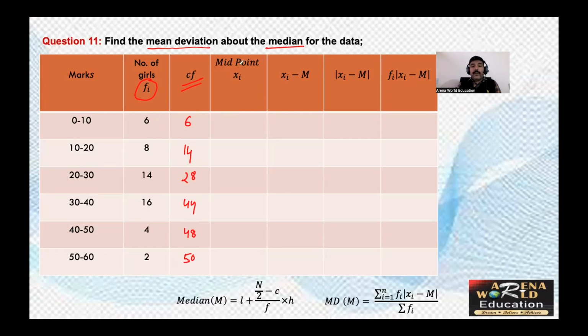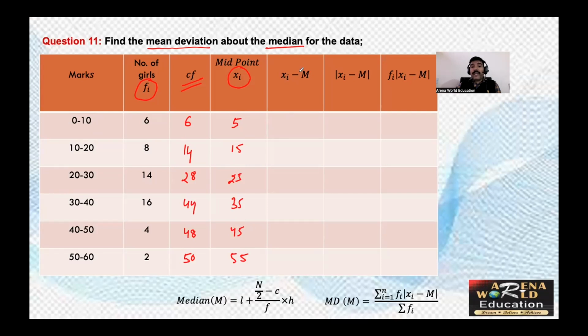Now, coming to xi, it is again very easy. What is xi? Yes, this will be the midpoint. So how to find the midpoint? It is simply 0 plus 10 divided by 2, 10 plus 20 divided by 2. So the first term will be 5, then 10 plus 20 divided by 2, it is 15. So now there will be a difference of 10. So this will be 25, this will be 35, then 45, and the last is 55, right?